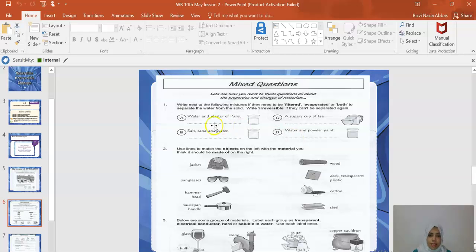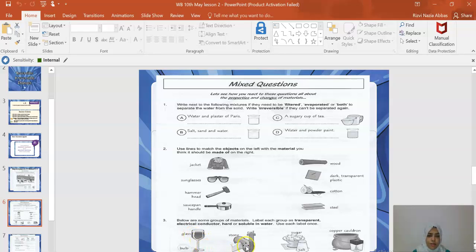You have to just match them with what material they are made from. Then let's come to the next one. Below are some groups of materials. Label each group as transparent, electric conductor, hard or soluble in water. Use each label once. So it's very simple here again.